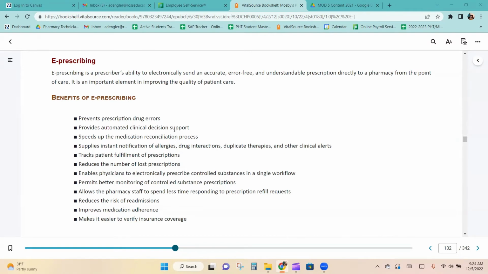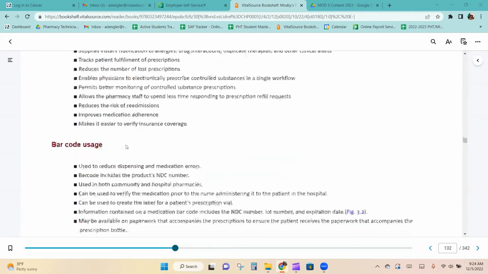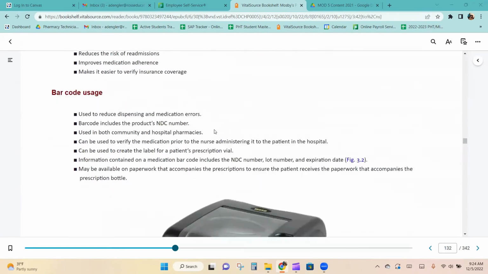It provides automated clinical decision support, speeds up the medication reconciliation process, supplies instant notification of allergies, drug interactions, duplicate therapies, and other clinical alerts, tracks patient fulfillment of prescriptions, reduces the number of lost prescriptions, enables physicians to electronically prescribe controlled substances in a single workflow, and it makes it easier to verify insurance coverage.